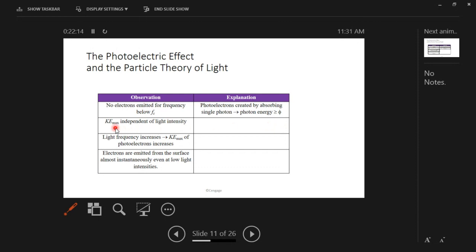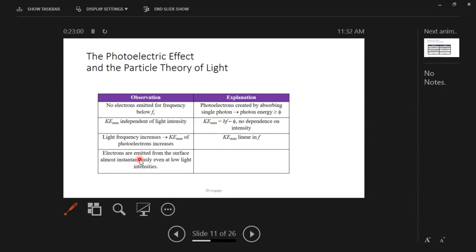Second observation, maximum kinetic energy is independent of light intensity. As you saw, that kinetic energy actually just depends on the frequency of the wave. If light frequency increases, kinetic energy of the photoelectrons increases. How can we say that? Well, if the frequency increases, the maximum kinetic energy is going to increase, and that should be obvious from this linear relation that we have between maximum kinetic energy and the frequency. If you increase the frequency, the maximum kinetic energy will increase.